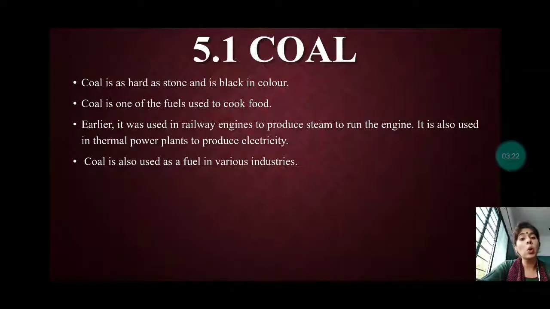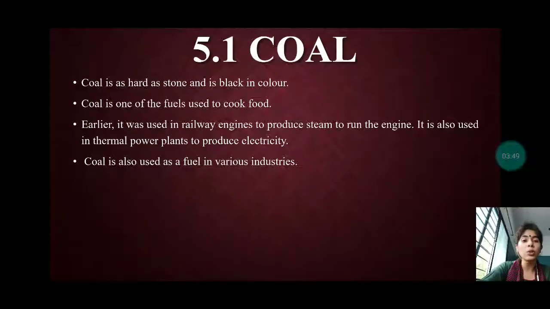So what is coal? Our first point, 5.1, is coal. Coal is as hard as stone and it is black in color. If you have ever seen coal, it is black in color and looks like a stone, but it is not as strong as stone. It is hard also, but not too hard.